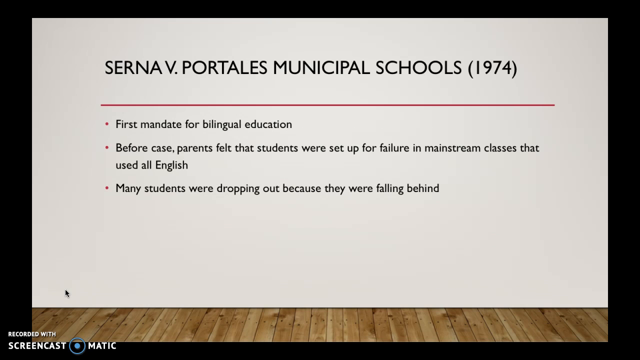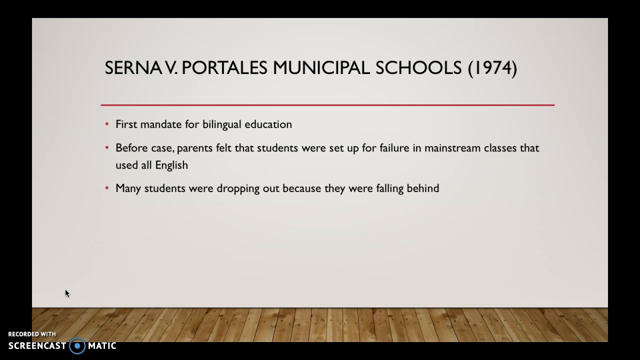Next is the Serna versus Portales Municipal Schools in 1974. This was the first mandate for bilingual education. This is the first time anybody said we have to have bilingual education programs. And before this case, parents felt that students were set up for failure in mainstream classes that used all English because they simply couldn't understand the curriculum.